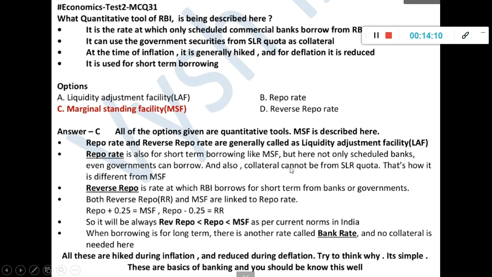So these are basics which I have explained in detail in my economics test number 1. All these questions are from economics test number 2, like you see here. And reverse repo rate is the opposite. Like now RBI is going and taking money from the bank or government. So it is a reverse.